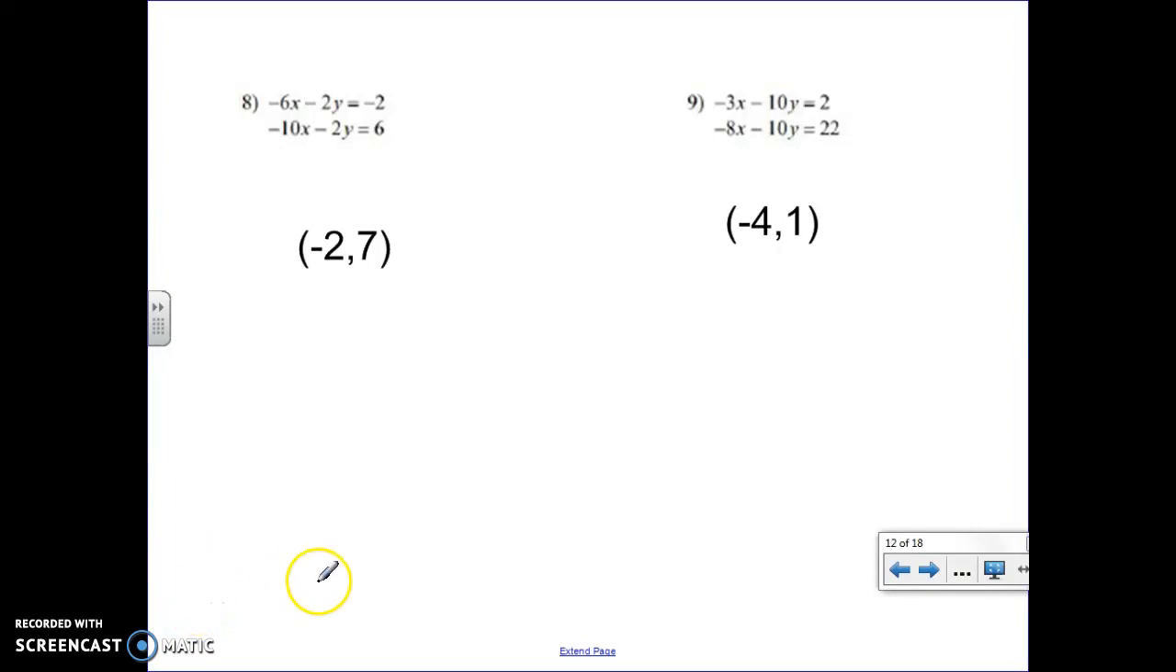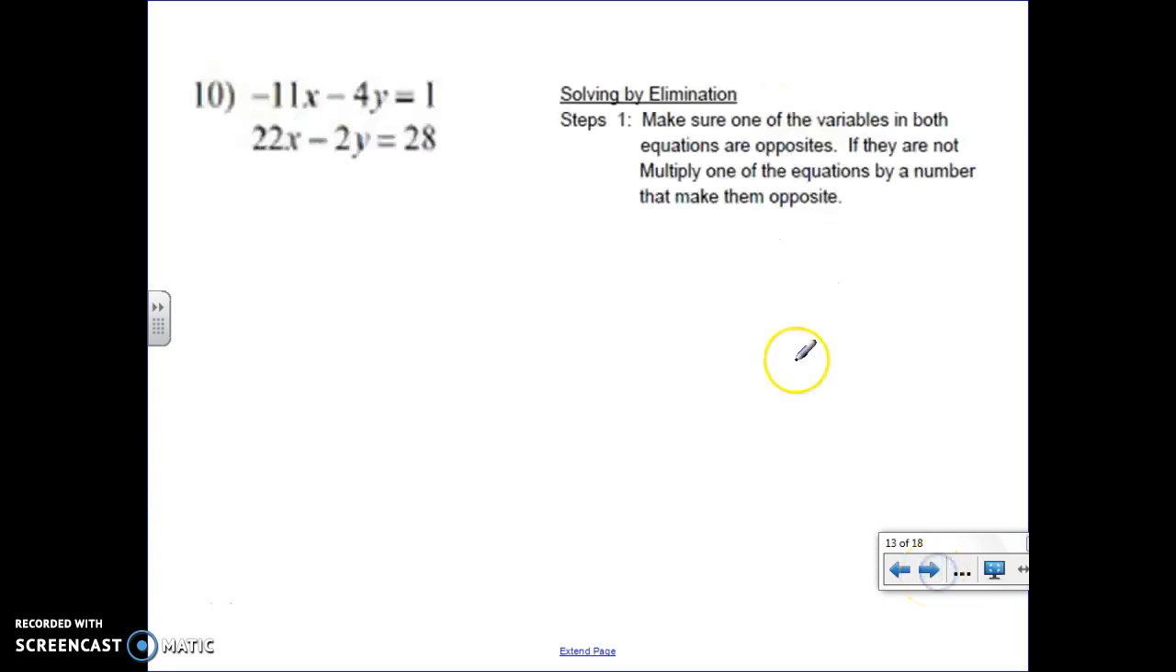Okay, guys, so hopefully for 8 and 9, this is what you got. Hopefully you got (-2, 7) and (-4, 1) for your solutions. So what we're going to do is take this to another level, and look at this situation right here in which I have a negative 11x, a 22x, a negative 4y, and a plus negative 2y.